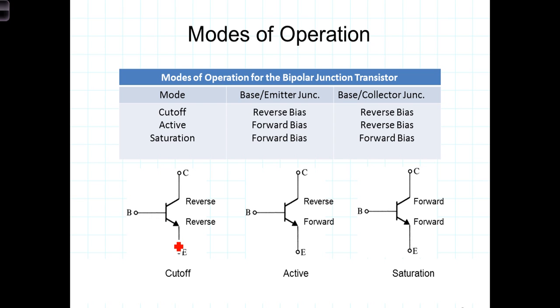In the cutoff mode, there are no currents flowing through the transistor. The base current, the collector current, and the emitter current are all 0.